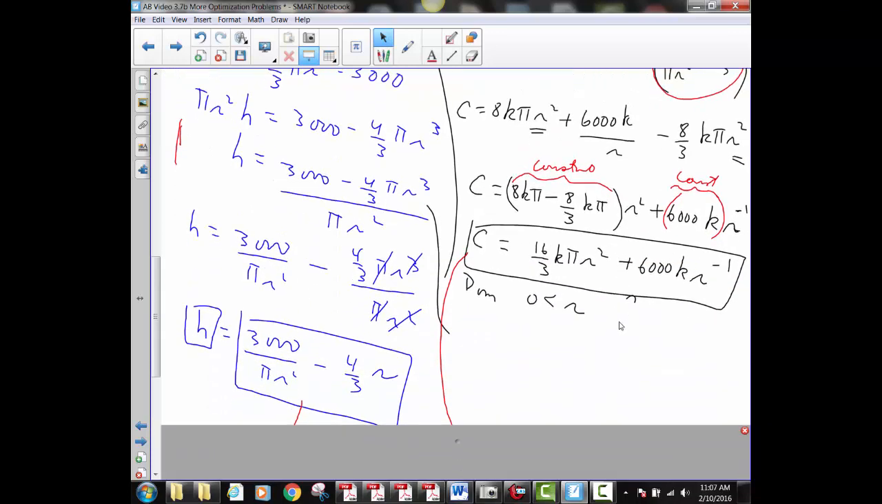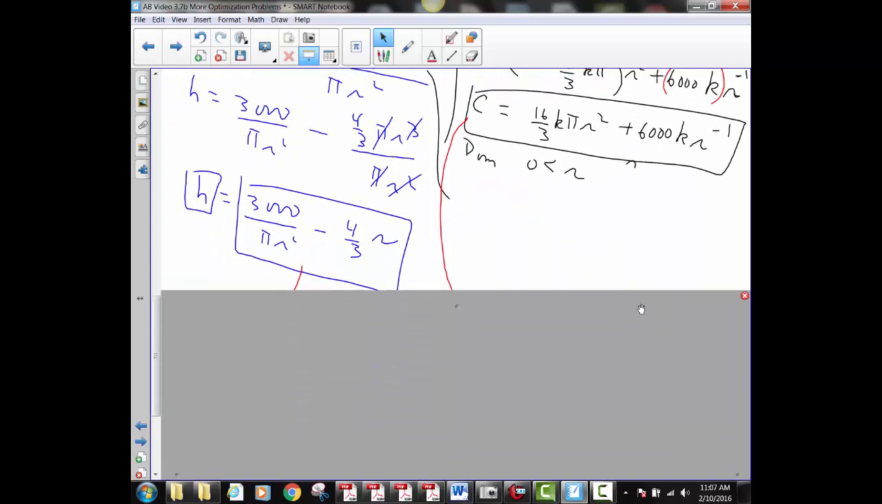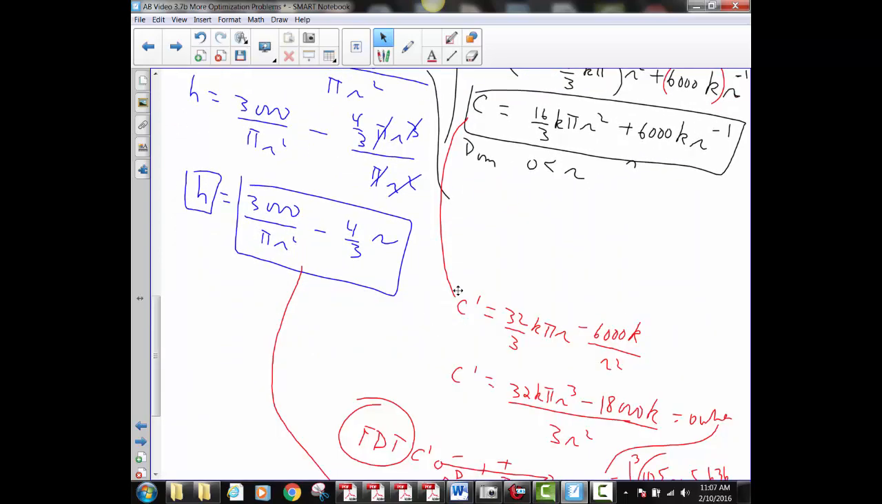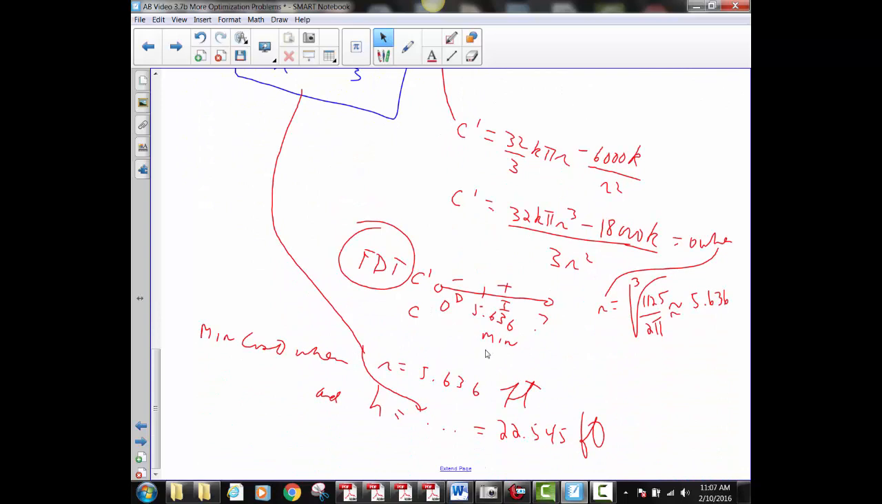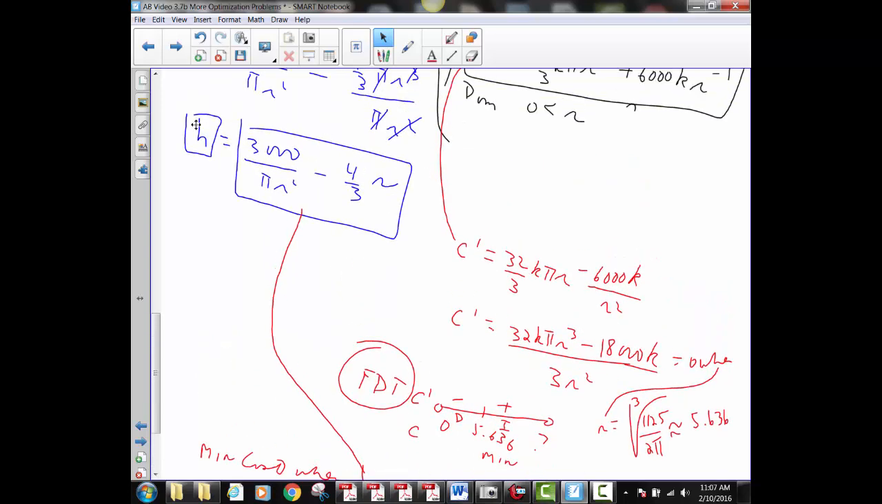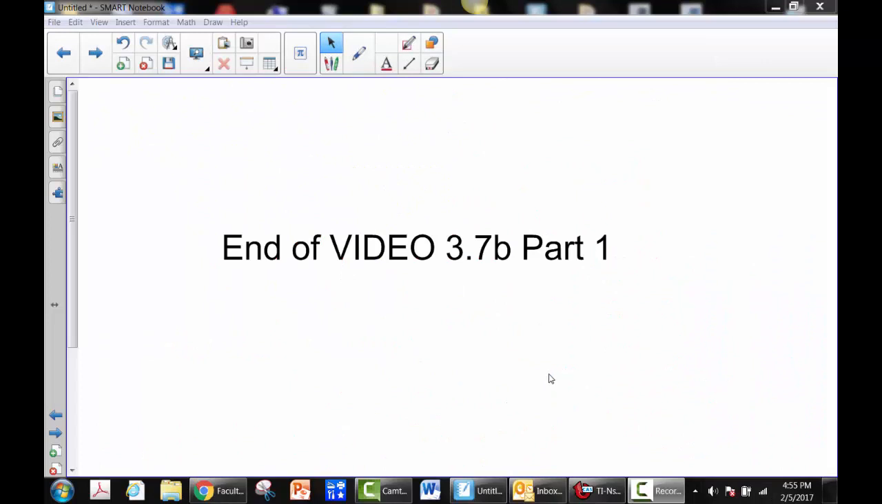Blah, blah, blah, simplify, find the derivative, domain, the radius would have to be positive, critical numbers, first derivative test, and you find out, sure enough, there's a min at the cube root of 1125 over 2 pi. Feel free to use your calculator to approximate that to 5.636. So that's r, our variable, in feet, and then of course you'll plug that r back in here to find h. And that's the end of video 3.7b, part 1.